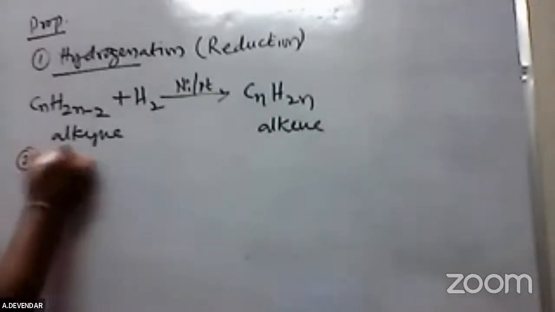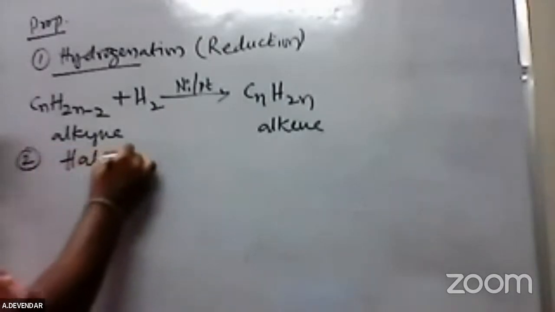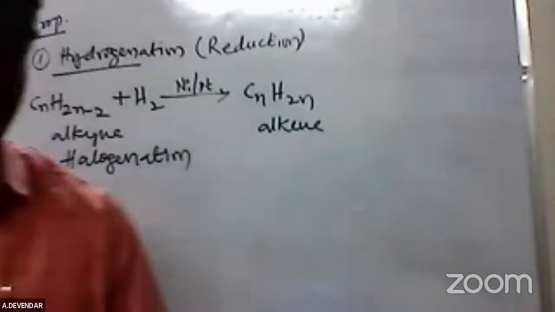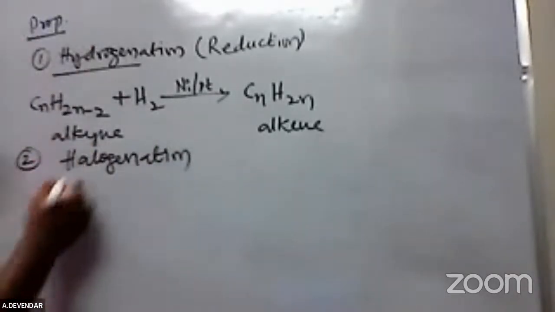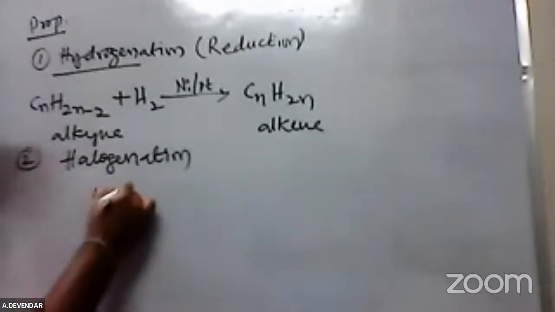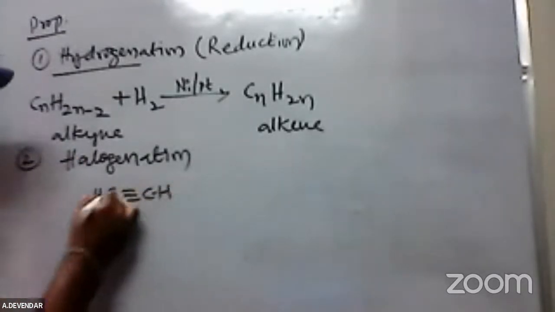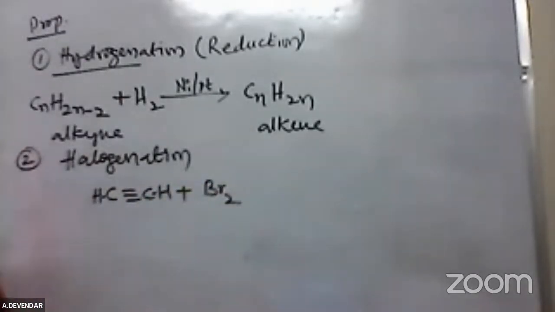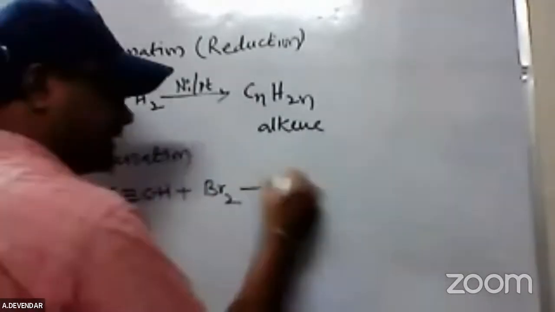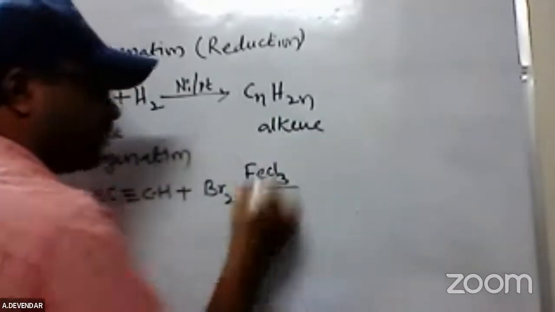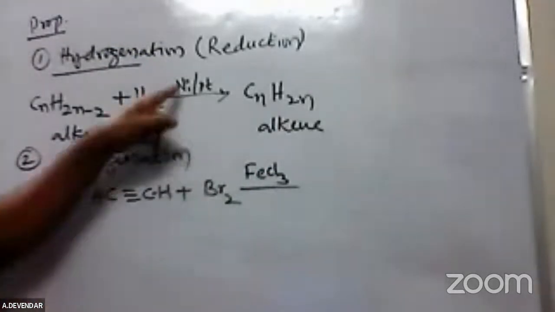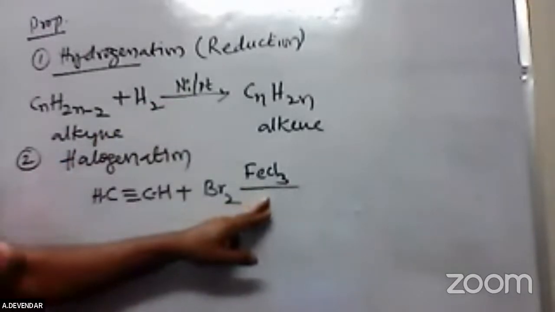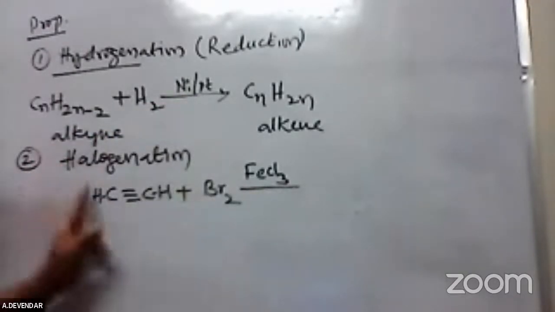Next, the second property is halogenation. Hydrogenation means adding hydrogen; halogenation means adding bromine. Next, I'm using a simple ethylene molecule. When the ethylene molecule adds a halogen, the halogen is bromine. The catalyst is important here: ferric chloride. Nickel or platinum, whatever you want, a nickel catalyst is used here. Only in the presence of ferric chloride does the halogenation take place.